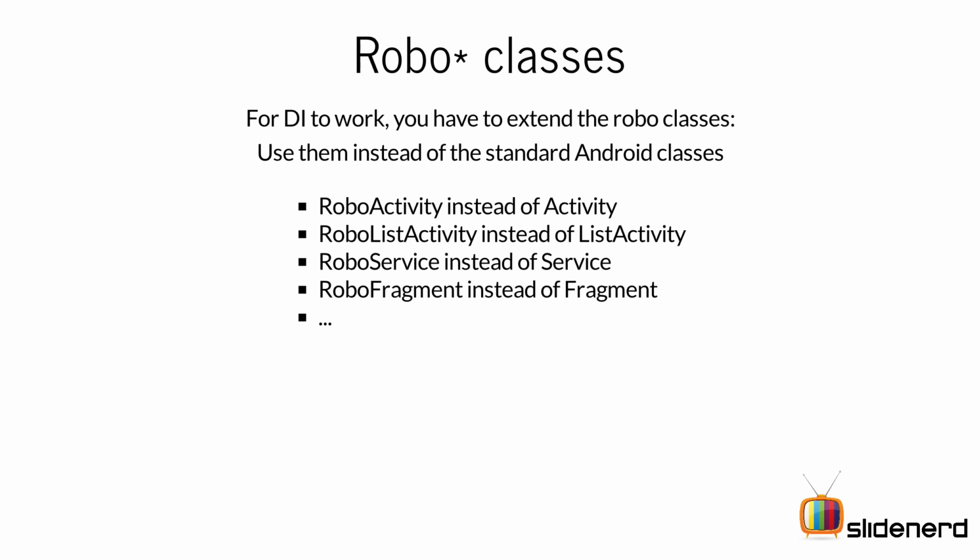But most of you probably didn't notice that for Roboguice to work properly, you need to replace all your default classes with Robo classes. Now this is the part which I don't really like about Roboguice. For example, instead of Activity, you have to go with RoboActivity, RoboListActivity, service, RoboFragment, and so on. There's quite a list of these classes if you see the documentation for Roboguice.